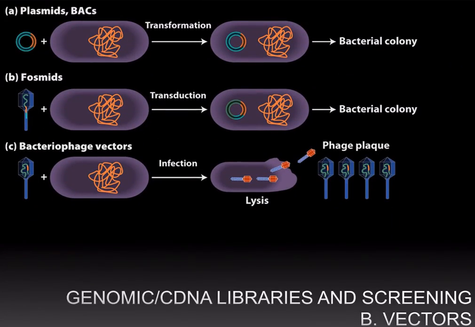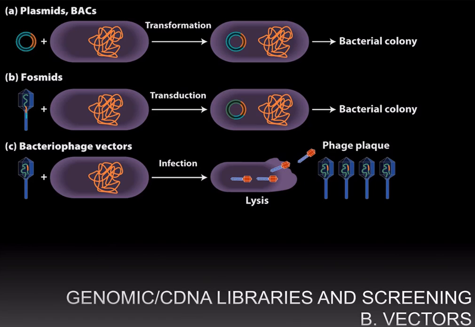Now, how do you get these vectors into bacterial cells? As we have discussed, for plasmids, it's a transformation, the process by which bacteria can take up extracellular DNA, and then you can grow these bacteria and get a bacterial colony. Fosmids are packaged into bacteriophage genomes. So you infect the bacteria, and that process is known as transduction.